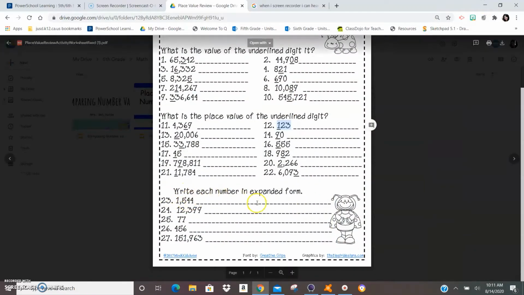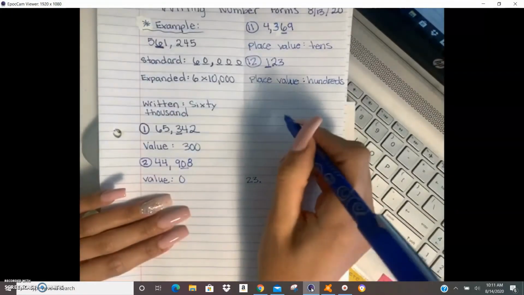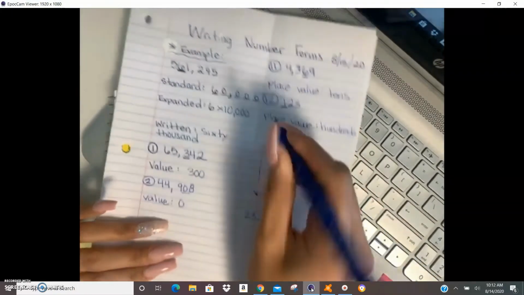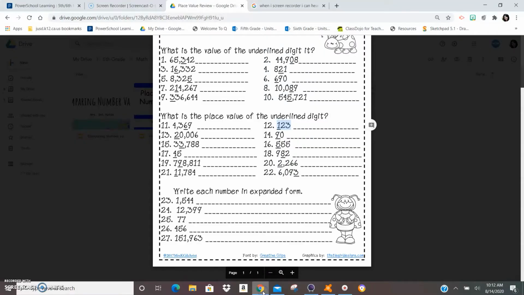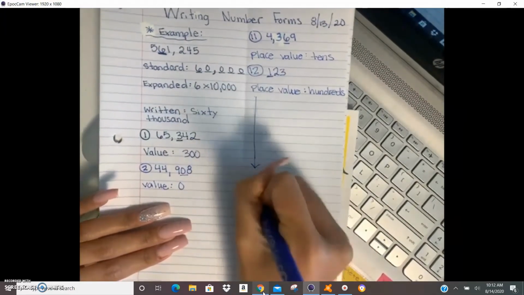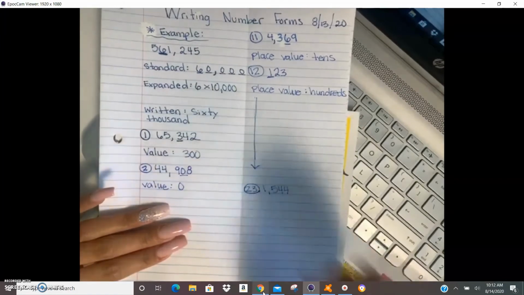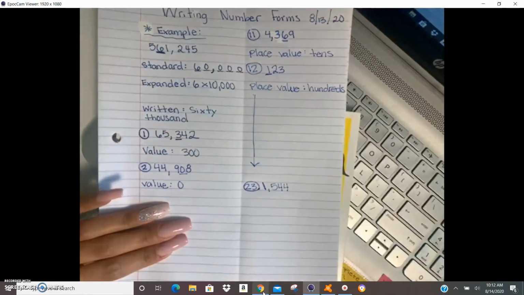Now the last section, write each number in expanded form. So for number 23, I'm going to write the expanded form of that number, 1,544. So you guys are doing 12 through 22. And then for 23, I'm giving you an example on how to do this section, 1,544. And I'm going to circle it so you guys don't get confused with the little period. So number 23, 1,544, right?